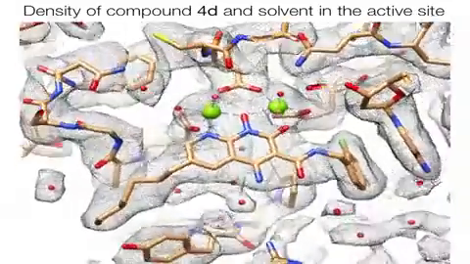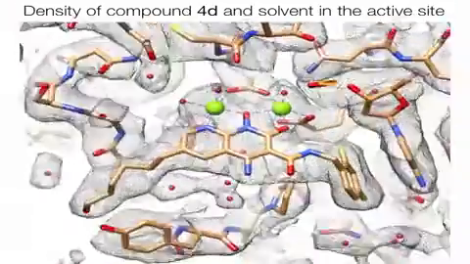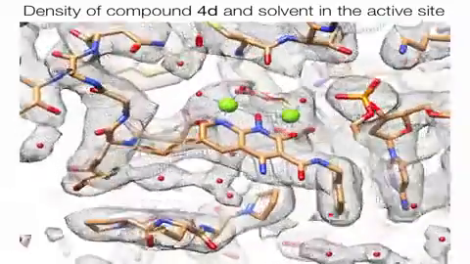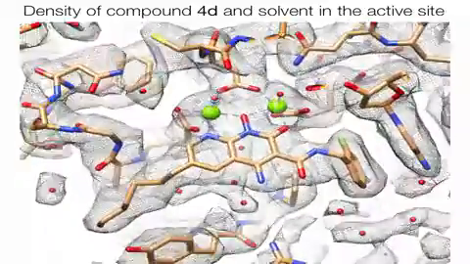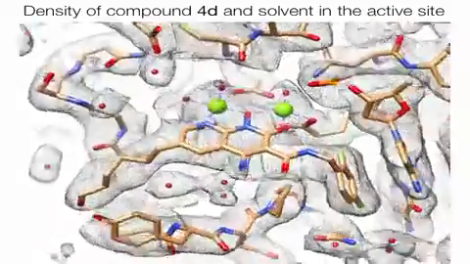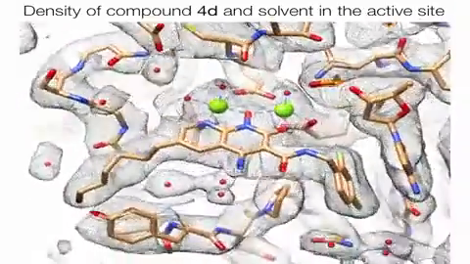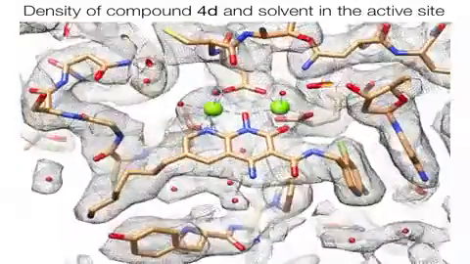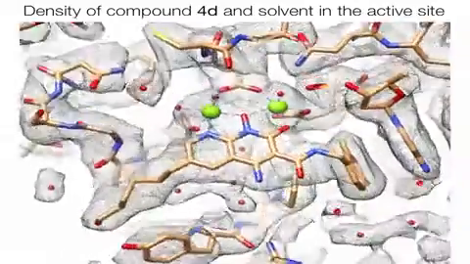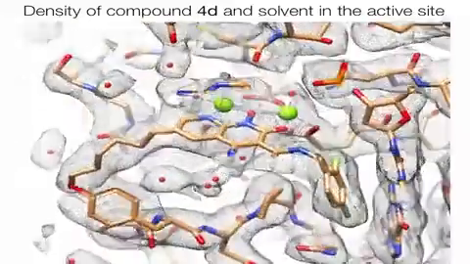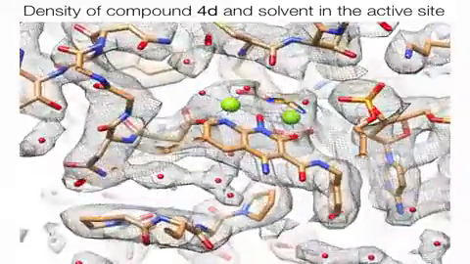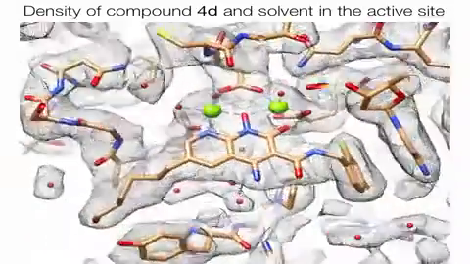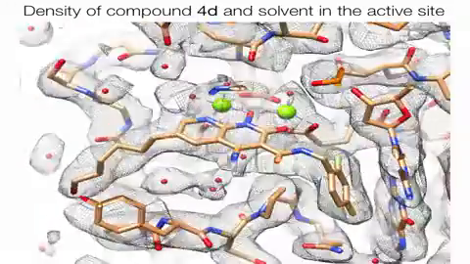So this is a movie of the density in the atomic model of the reconstruction containing the compound 4D bound to the active site. You can clearly and completely see the density of the entire drug. We can refine it into the map without really much ambiguity. The compound binds 2 magnesium ions. Both of these magnesium ions are resolved in the maps. You can see the 2 large bumps that are chelated by the bound ligand.